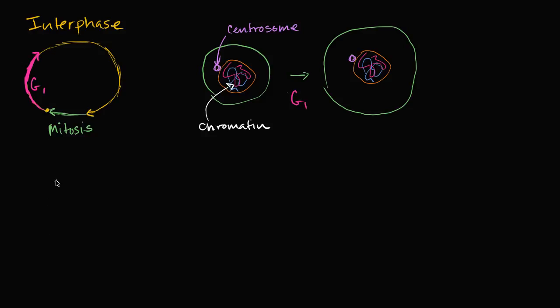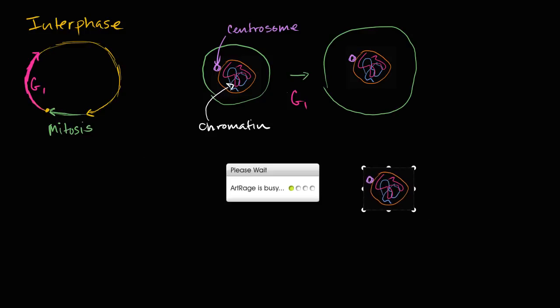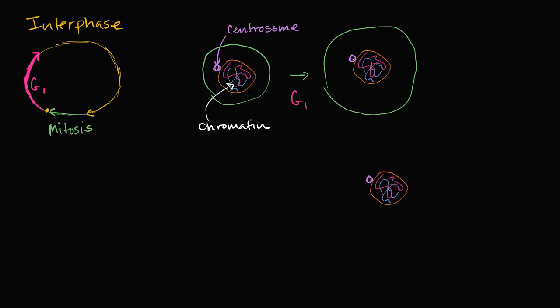But then you can imagine, well, look, it's going to need to replicate the information that's coded by the DNA at some point. And actually, this happens before mitosis. And so let's depict that. So let me draw the nucleus and the centrosome again, and let me draw the cellular membrane, this nice, healthy, growing cell.